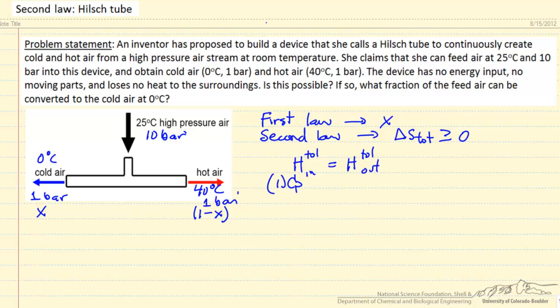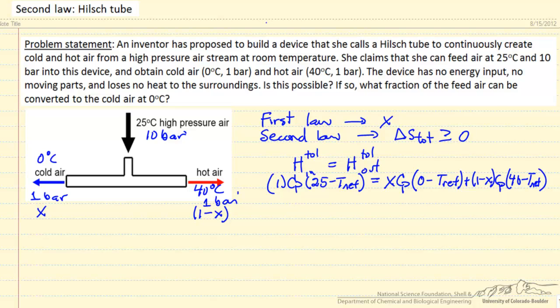And so the easiest way to look at this is taking some reference and saying the enthalpy in is 1 mole, heat capacity per mole for air, and we'll take the temperature difference relative to a reference temperature. So I reference all the enthalpy to the same reference temperature, there's no reaction. So this is the acceptable way to do it. So I have X moles times the heat capacity times the cold temperature, so 0 minus T reference, and 1 minus X, heat capacity times 40 minus T reference.